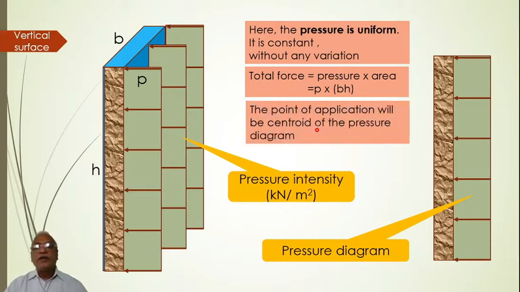Now the point of application will be the centroid of the pressure diagram. You have found the magnitude of the force. The total force is PBH. But where will it be acting? It will be acting at the centroid of the pressure diagram.